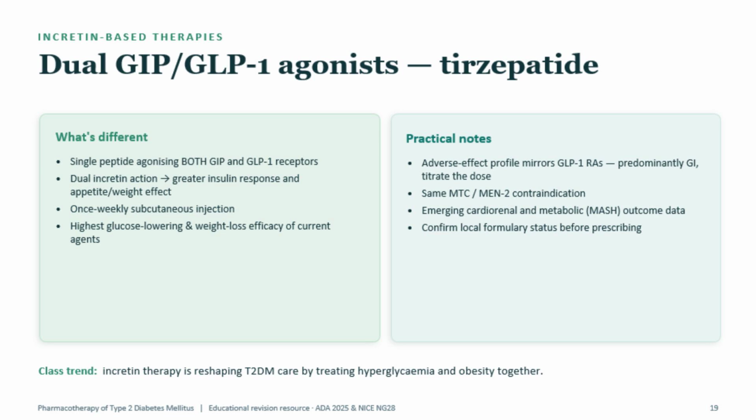titrate slowly. Same thyroid cancer contraindication applies, and cardiorenal and fatty liver data are stacking up fast. The big picture: incretin therapy is treating diabetes and obesity together, and that's a genuine game changer. Check your local formulary before you prescribe.